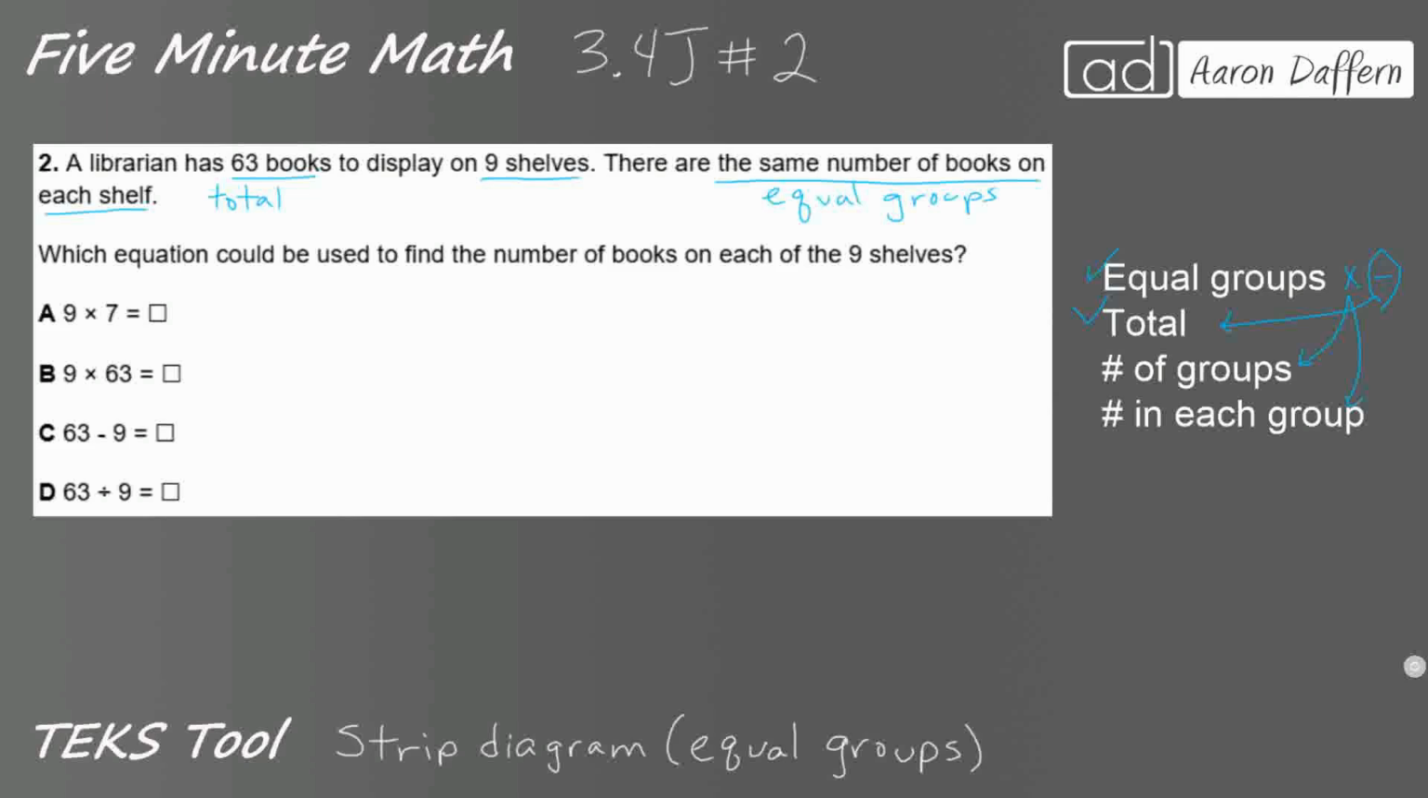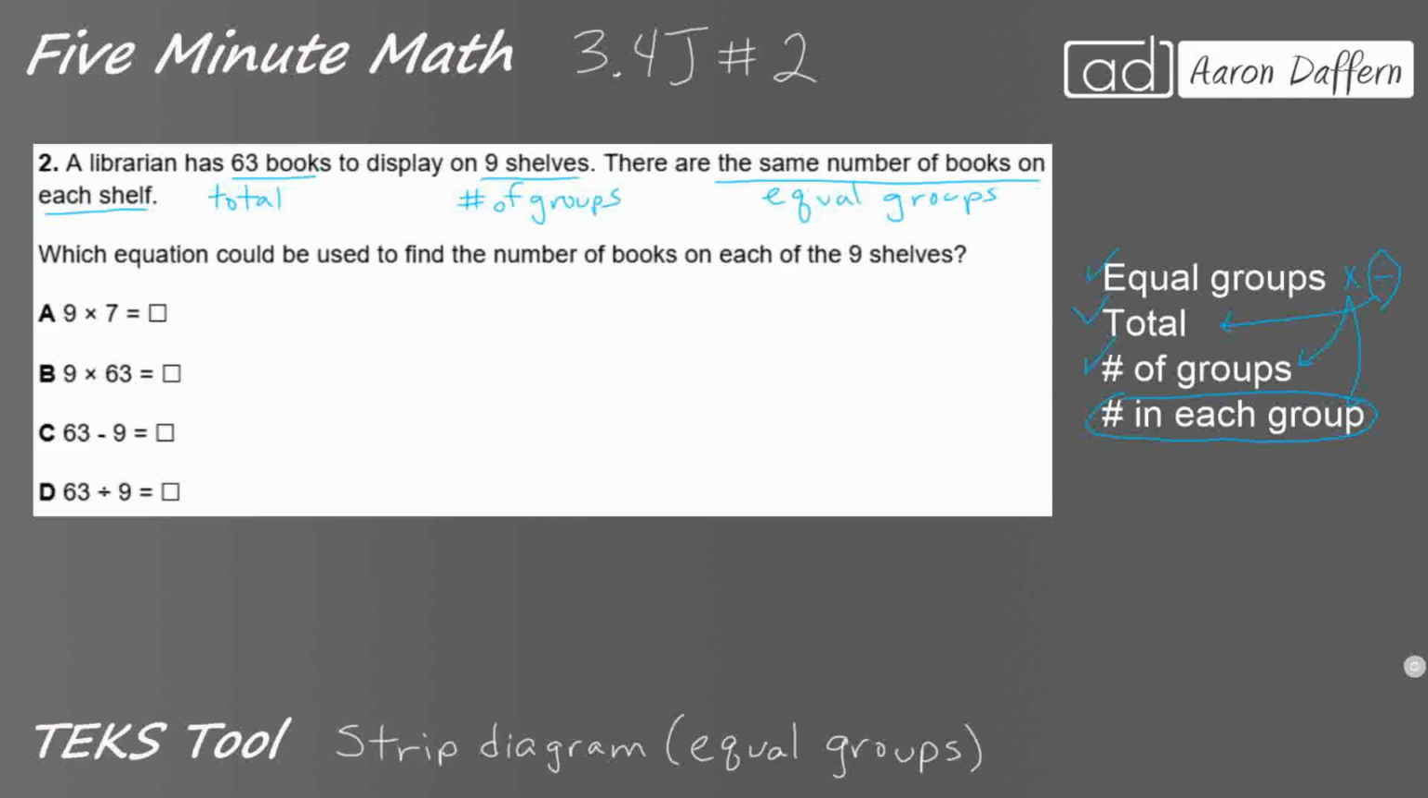And each time we have an equal groups problem, something, whether it be a box, a container, a shelf in this case, something is going to act as a group. We've got 9 groups, so this is the number of groups. So we have the total, we have the number of groups, we have the equal groups. What we're missing is the number in each group.